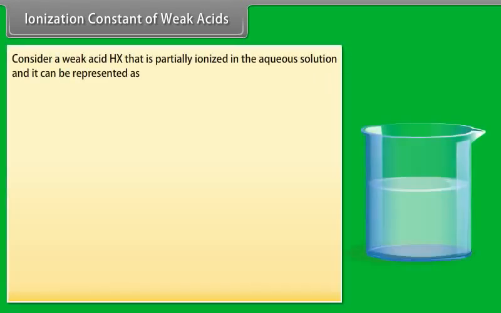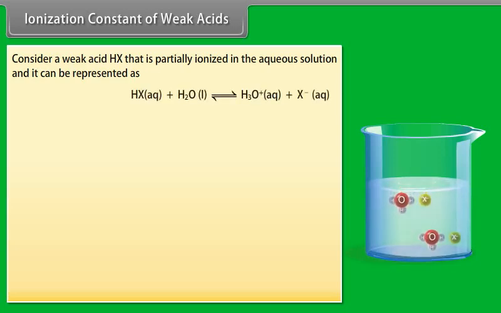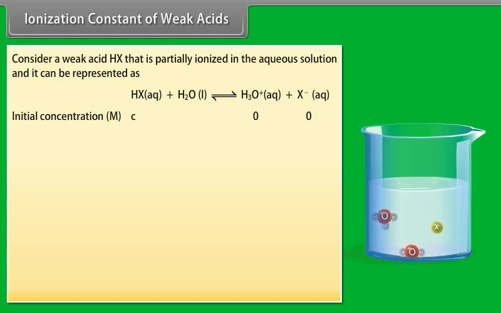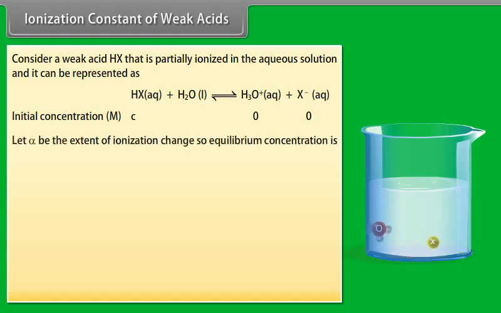Ionization constants of weak acids. Consider a weak acid HX that is partially ionized in the aqueous solution. Let the initial concentration of HX be C. Let alpha be the extent of ionization, so the equilibrium concentration of HX is C minus C alpha. The H3O+ equilibrium concentration is C alpha, and the X- equilibrium concentration is C alpha.